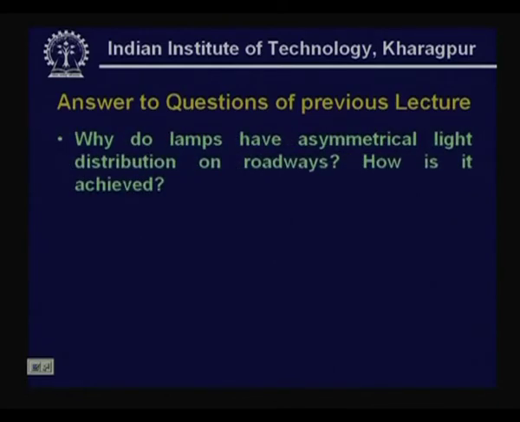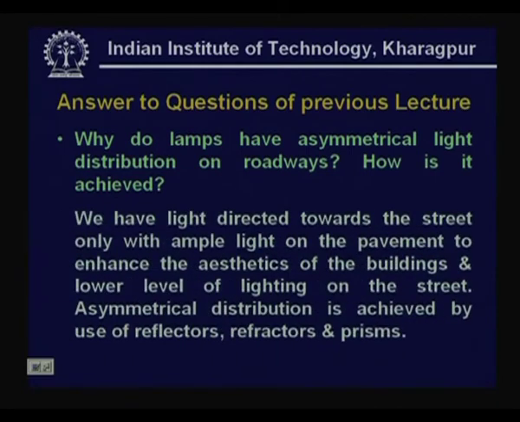Why do lamps have asymmetrical light distribution on roadways? How is it achieved? We have light directed towards the street only, with ample light on the pavement. This applies to the lighting within the city, where enhancement of the aesthetics of the buildings is required. The asymmetrical distribution is of course taken care of by suitable design of the reflectors, refractors, and prisms that are employed within the luminaire.